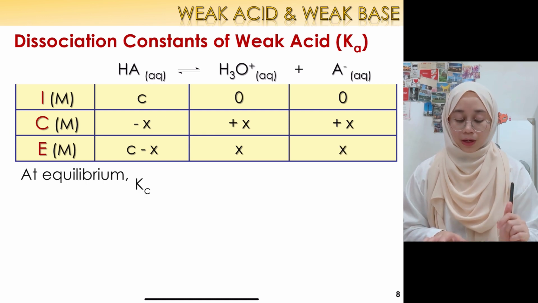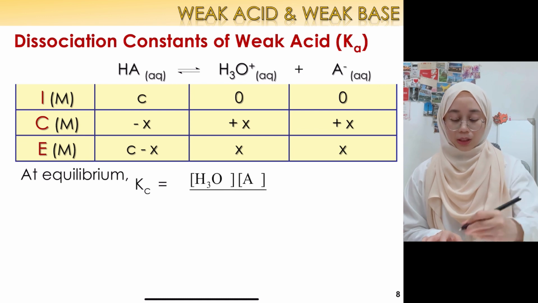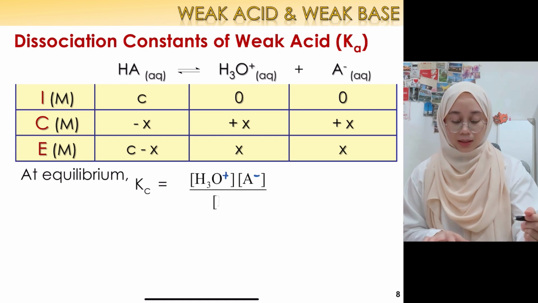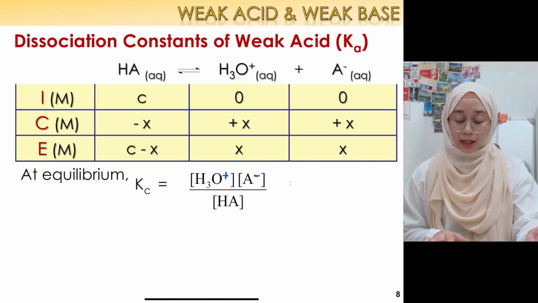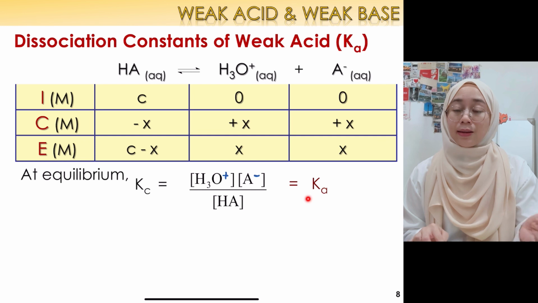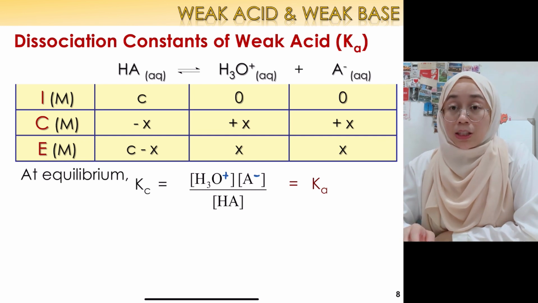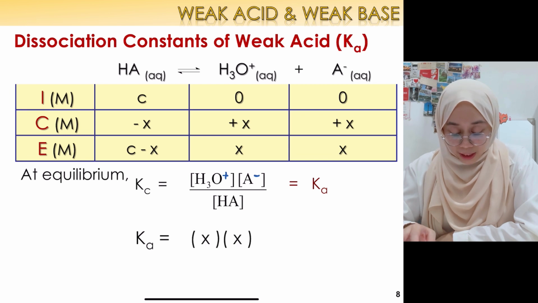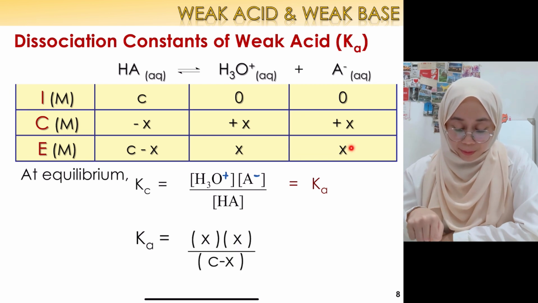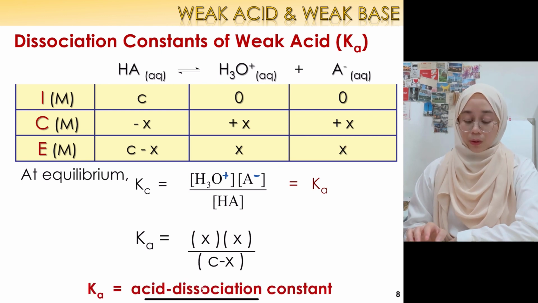So at equilibrium, basically Kc, if we express Kc equals to H3O plus A minus divided by concentration of HA. So basically this is also equals to Ka. So basically the way we express Ka is very similar to the Kc expression. Okay, so for Ka here, if we insert the values at equilibrium, we will get something like this. So basically Ka is what we call the acid dissociation constant.